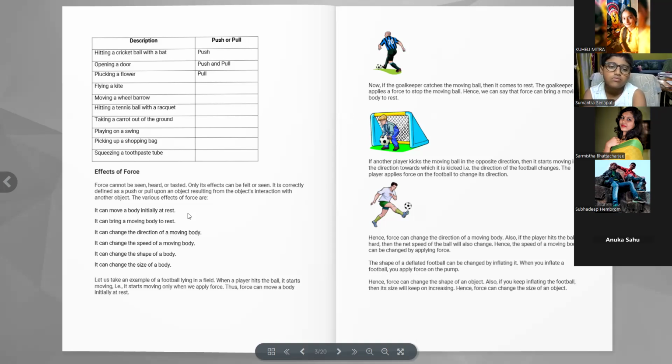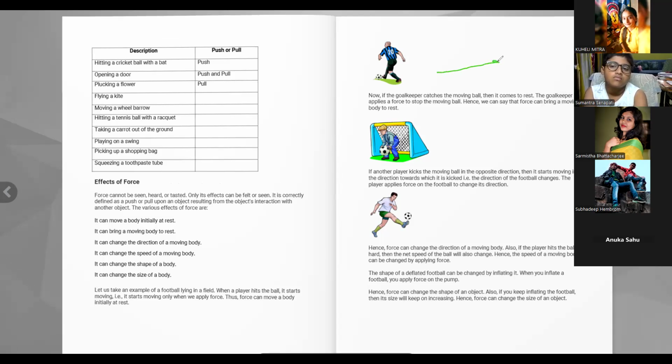So what does work mean? Work means if you're applying a force to a body and it is moving a certain distance, that means you have done work, right? If I say the ball was here and you pushed it and the ball went here. So you pushed it with a force of 20 Newton and the ball went 6 meters. So what will be the work done here? 20 into 6, which is 120 joule.